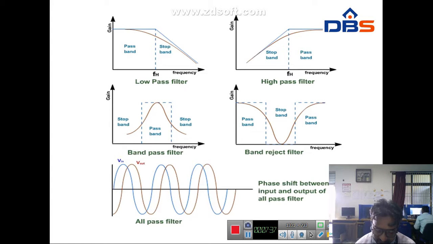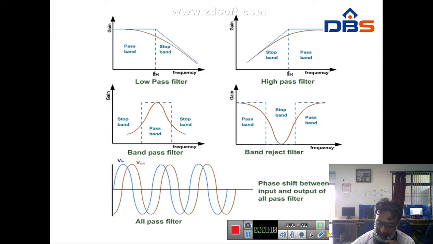In this first diagram for the low pass filter, the low pass filter has a constant gain from 0 Hz to the higher cutoff frequency fh. We can also call fh the bandwidth of the low pass filter. At fh the gain is down by 3 dB. After that, for f greater than fh, the gain decreases with the increase in input frequency.